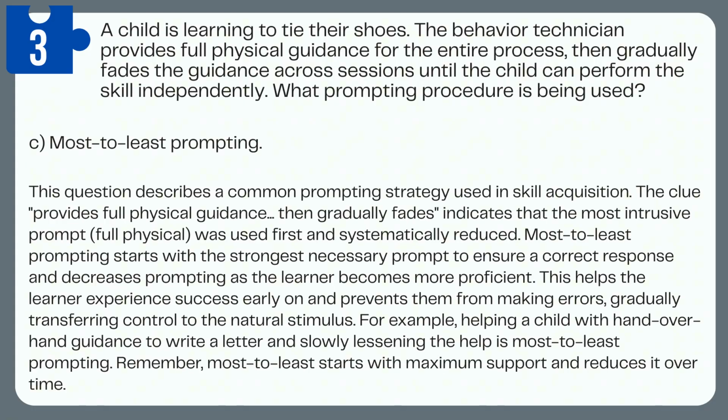Answer: C. Most to least prompting. This question describes a common prompting strategy used in skill acquisition. The clue provides full physical guidance, then gradually fades indicates that the most intrusive prompt, full physical, was used first and systematically reduced. Most to least prompting starts with the strongest necessary prompt to ensure a correct response and decreases prompting as the learner becomes more proficient. This helps the learner experience success early on and prevents them from making errors, gradually transferring control to the natural stimulus. For example, helping a child with hand-over-hand guidance to write a letter and slowly lessening the help is most to least prompting. Remember, most to least starts with maximum support and reduces it over time.